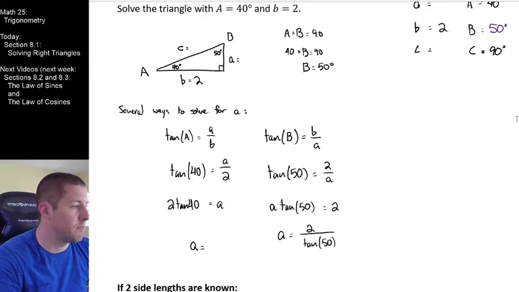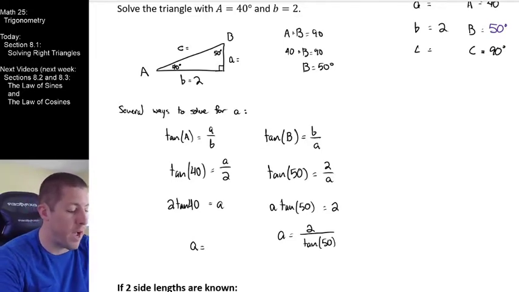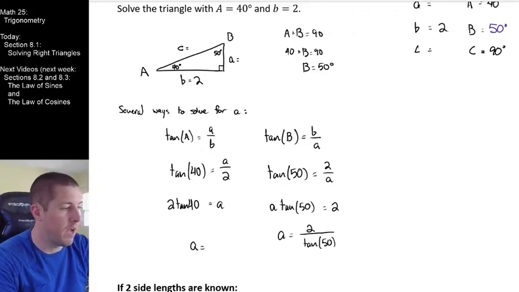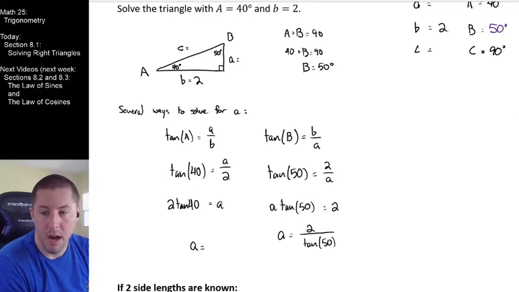Sorry. So Desmos is always in radian mode. So I need to multiply this by pi over 180 at 40 degrees to get my actual tangent value that I'm interested in. Similarly, I could also do 2 divided by tangent of 50 times pi over 180. And I'm getting the exact same thing for both of these.